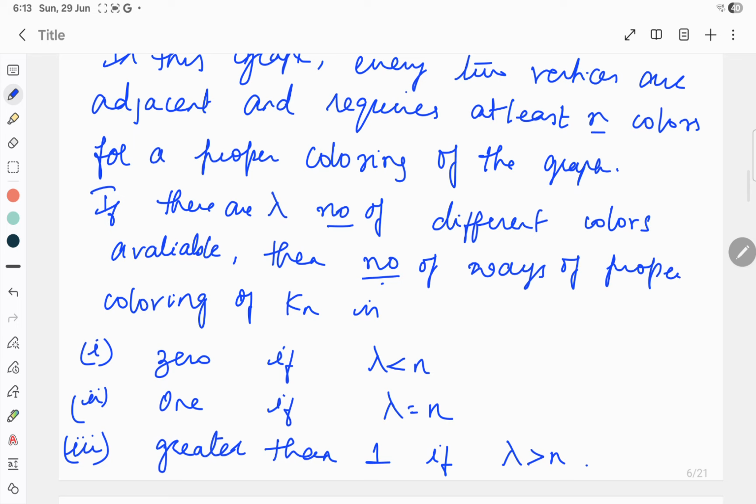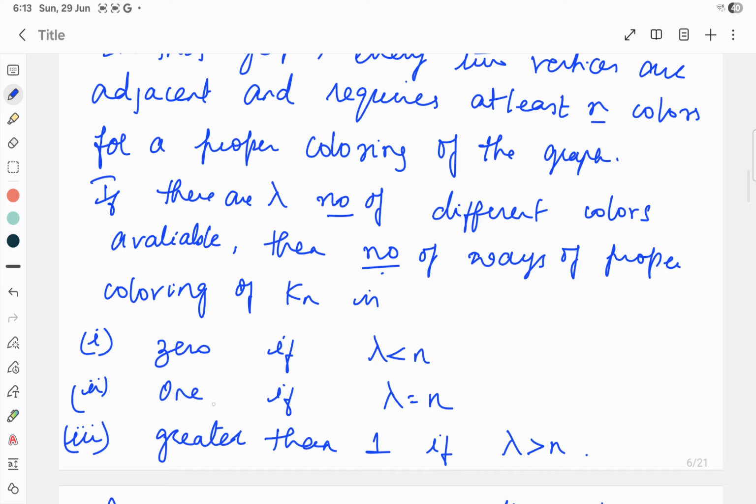Next, the number of ways you can color Kn if there are n colors is n factorial ways. It's not one, it is n factorial ways, because I can color the first vertex with lambda ways, the second vertex with lambda minus 1, the third with lambda minus 2, because they are adjacent. If you consider any vertex, they are adjacent to each other.